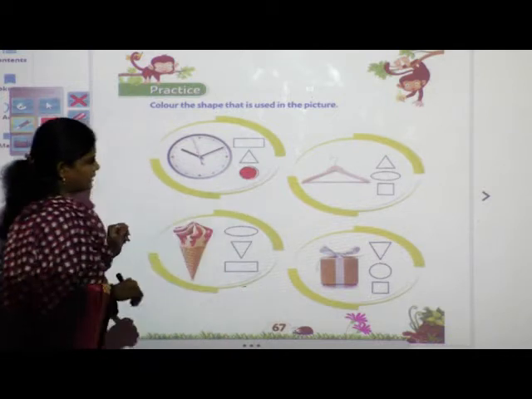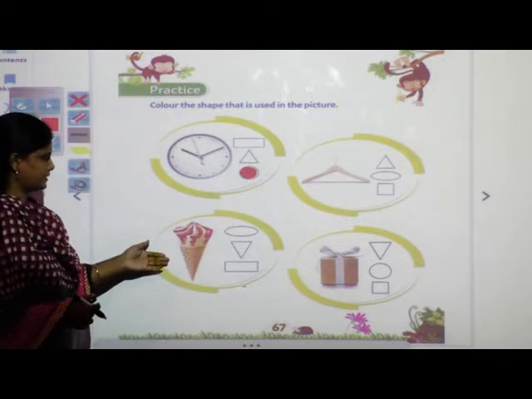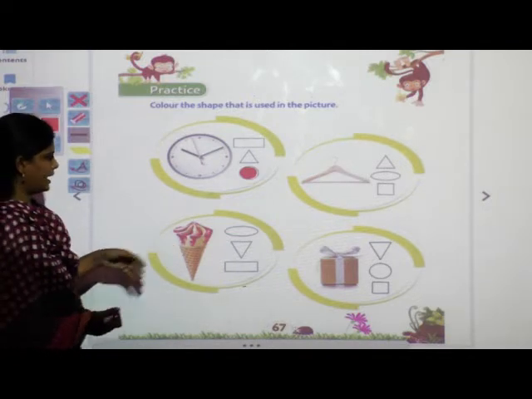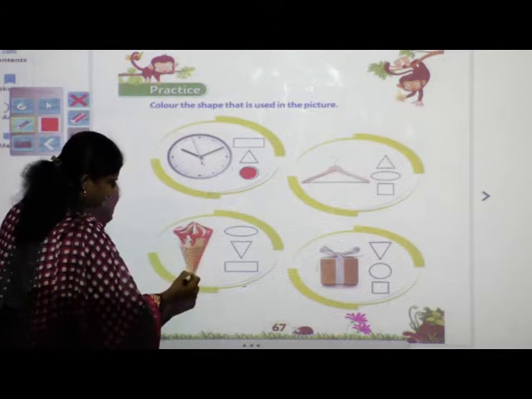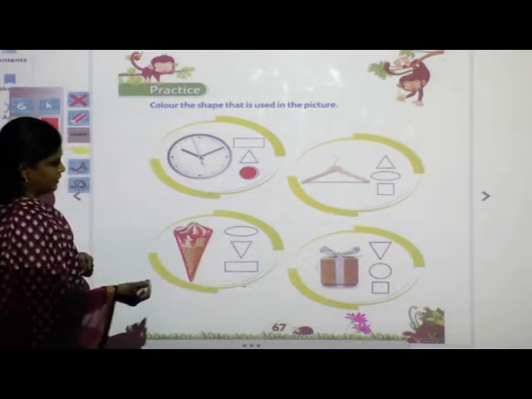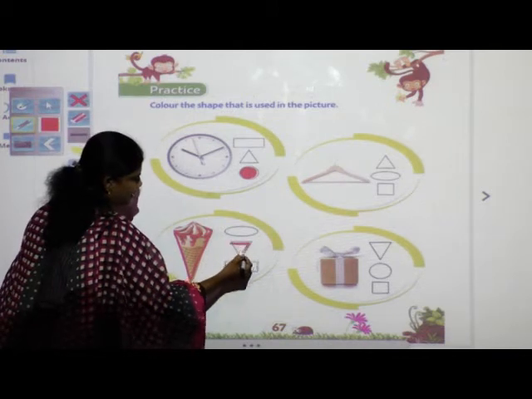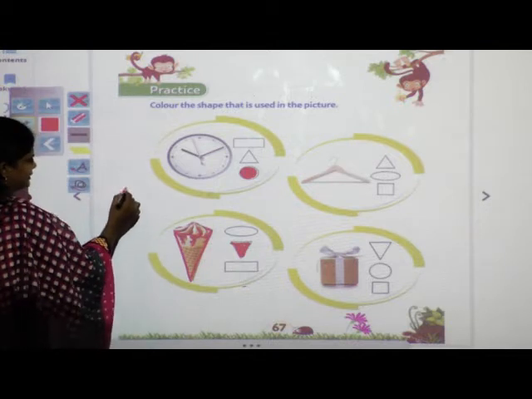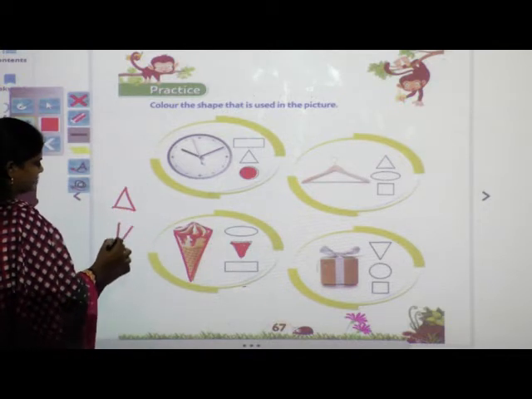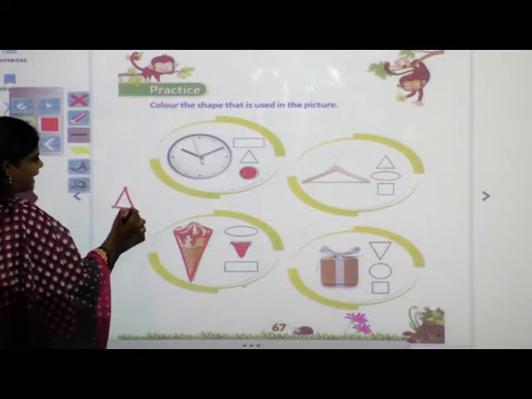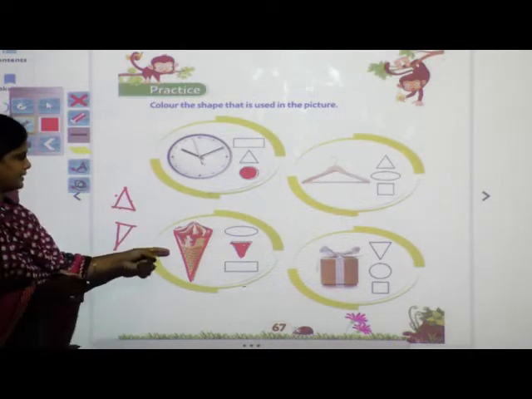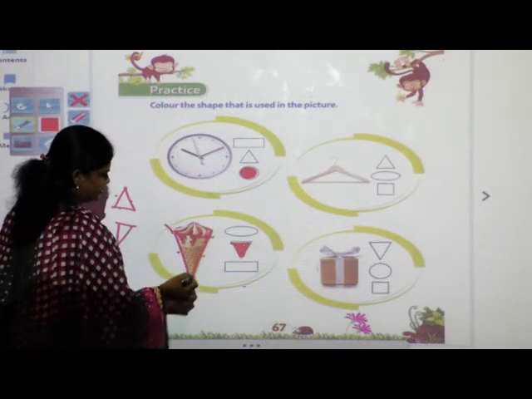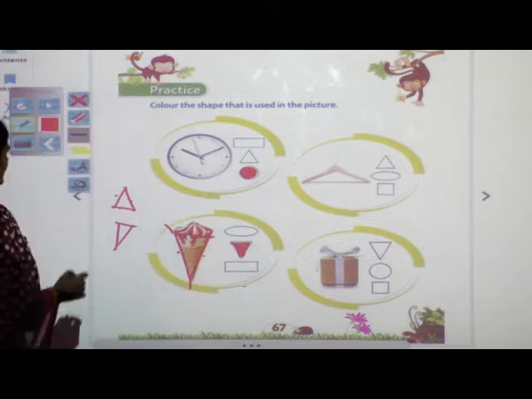Yes, now the next, can you see here? Yes, what is this? Ice cream. Yes, so tell me the shape. Yeah, it is like a triangle, see. Yes, so here we have to color this triangle. See, shapes are like this. We say this is also a triangle, this like this is also a triangle. The three corners are there and three sides are there, that is a triangle. So see here 1, 2, 3. Corners are there 1, 2, 3. So we have colored the triangle one.